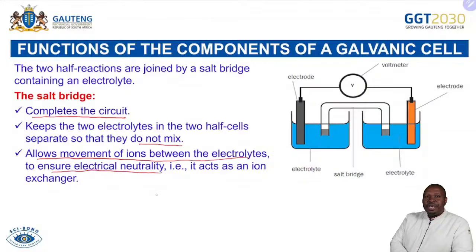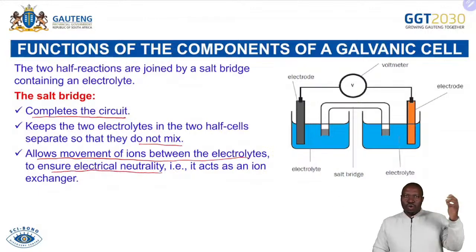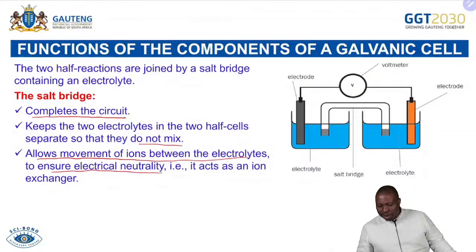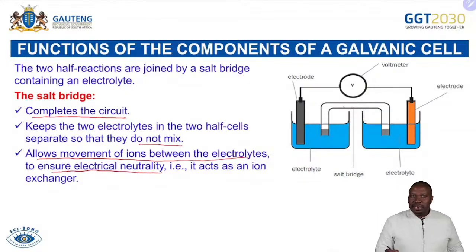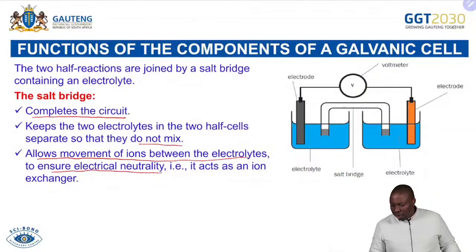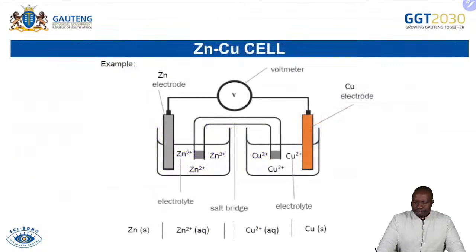How does it do that? It allows the movement of ions. I want you to understand that the cations, the positive ions, will go to the cathode, and the anions, the negative ions, will go to the anode from the salt bridge. So in the salt bridge, we expect to have a salt, with cations and anions.